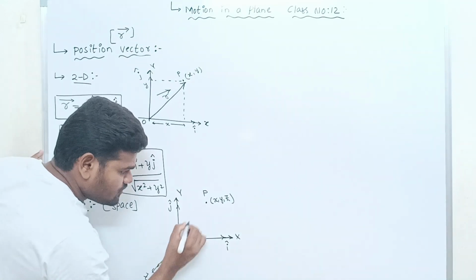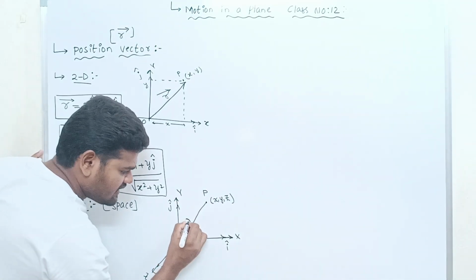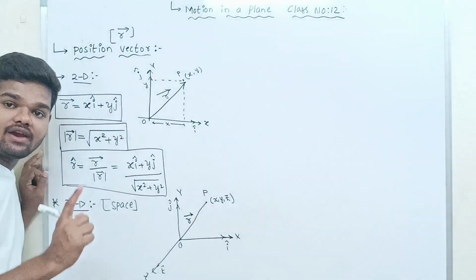Now I want to find the position vector. So r bar gives the position vector of this point P.